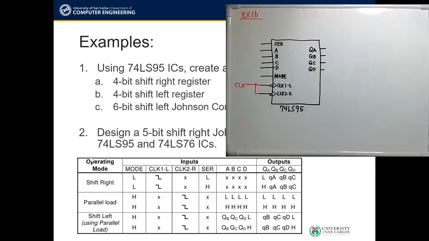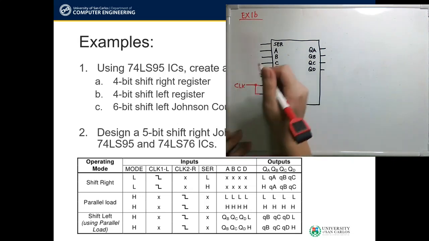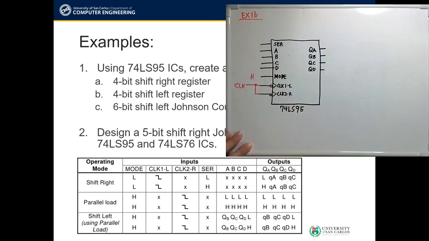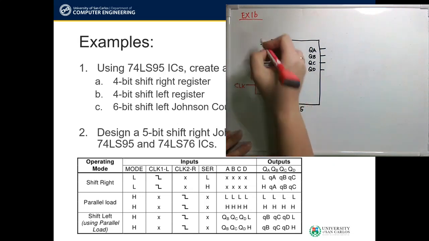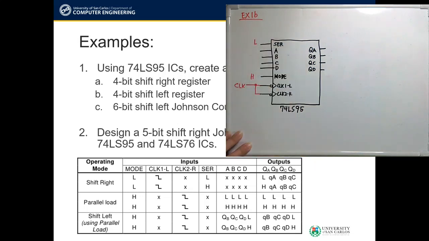So taking a look again at the operating modes, we have here shift left, and in the function table, we don't have originally a shift left operation. However, we can manually perform a shift left using the parallel load. So again, the clock inputs, we can just tie them up to the same clock source. To enable our parallel load, mode must be high. And then we don't care for our serial input, but let's just tie that to ground, giving it a low.